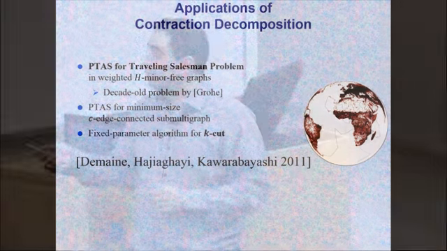Okay, now that's another problem: a PTAS for the Traveling Salesman Problem in a weighted H-minor free graph. That was a problem that Grohe essentially mentioned. Can we solve this problem? Get a PTAS for this one.